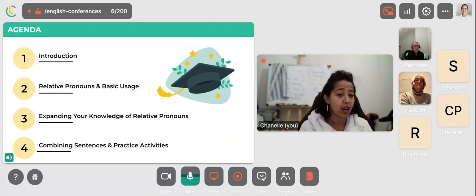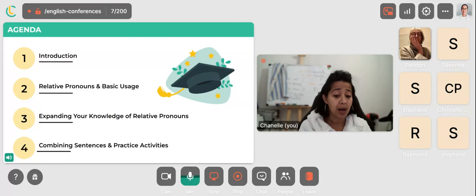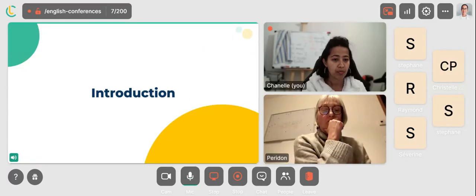In this evening's conference, we have 4 parts. The first part being the introduction. The second part will be relative pronouns and the basic usage. Number 3, we will look at expanding your knowledge of relative pronouns. And for the last part, combining sentences and practice activities. So let's start with the introduction.